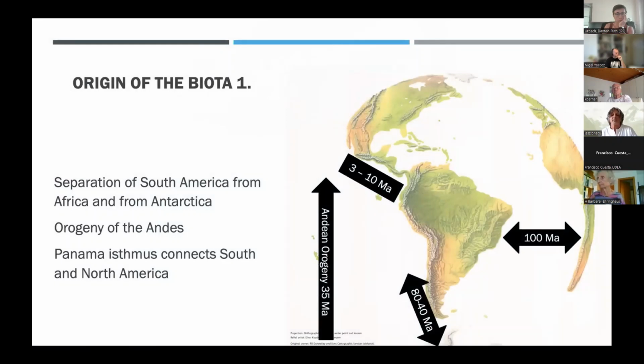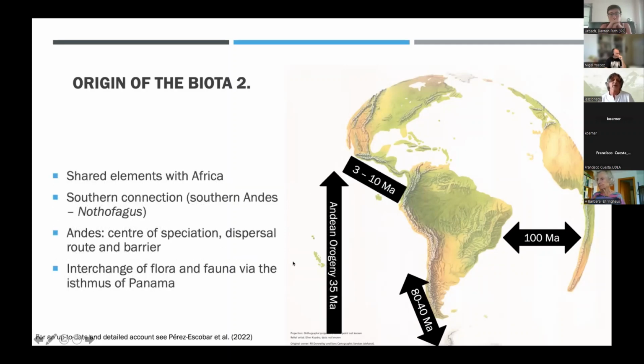Okay, so what happens? Again, we have the separation of South America from Africa 100 million years ago. There's another important separation of continents, breaking up Gondwana, when Antarctica, Australia, and other bits separate from the southern part of South America, which clearly identifies Southern South America as a different biogeographic entity. There is another issue, a recent connection between North America and South America. And of outstanding importance is the Andean origin.